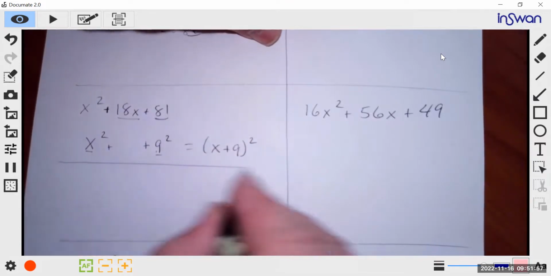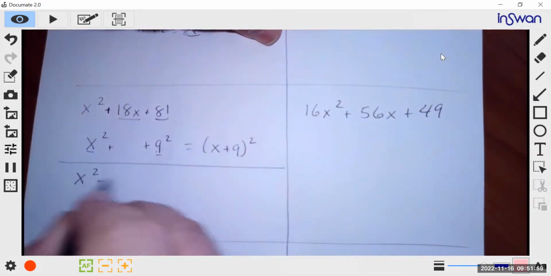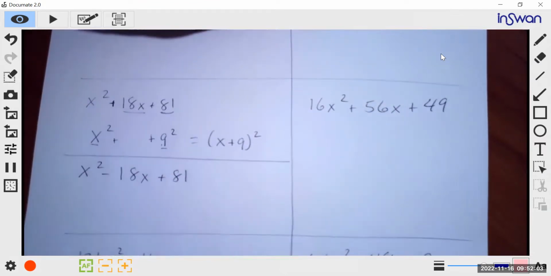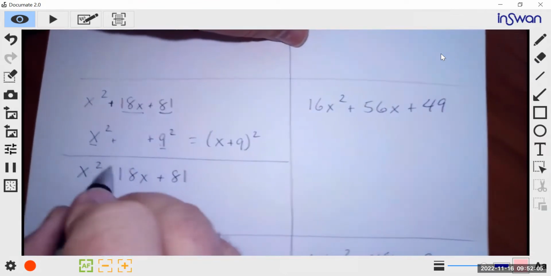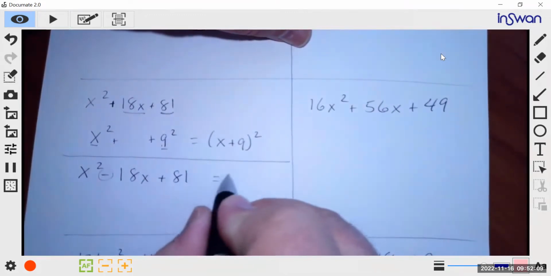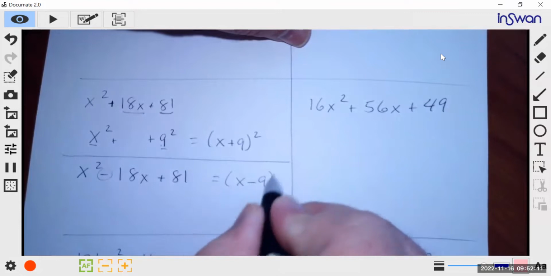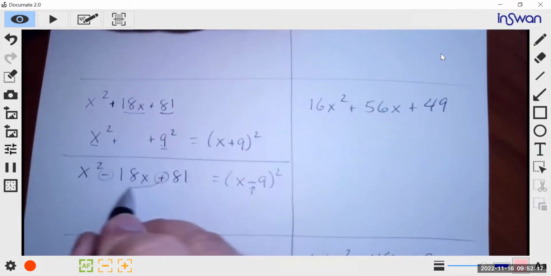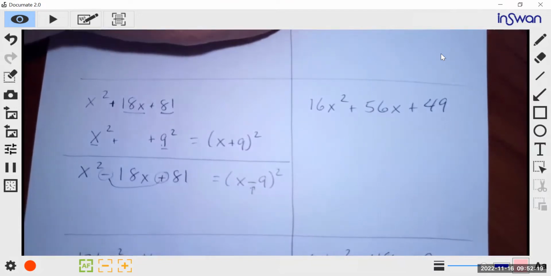Let's look at the same one now. If the first sign was a minus, then the sign between the two terms is a minus. Because remember, they have to be the same. They both have to be minus, so it's that.